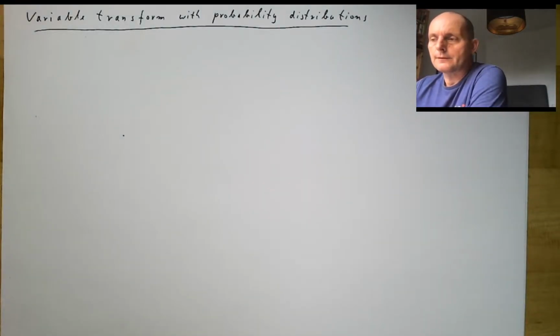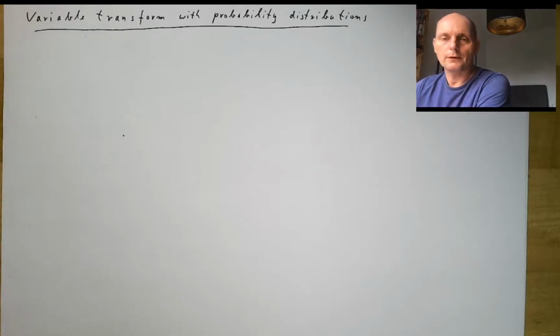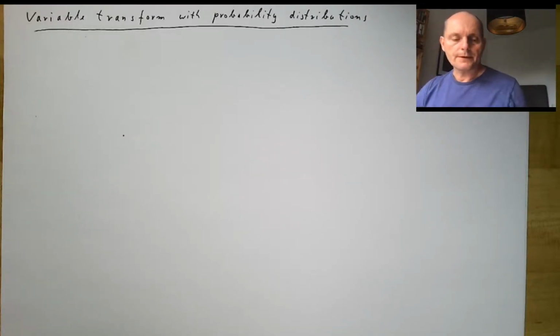This is an important technique which will, on the one side, help us to generate new distributions with the computer, or to generate random numbers from new distributions, and also will help a lot if you want to transform between different distributions. So what's the idea?